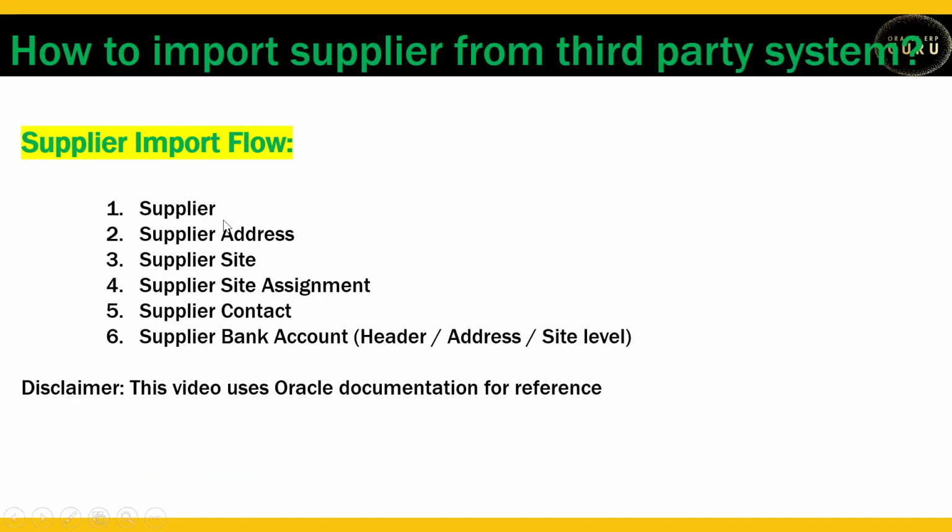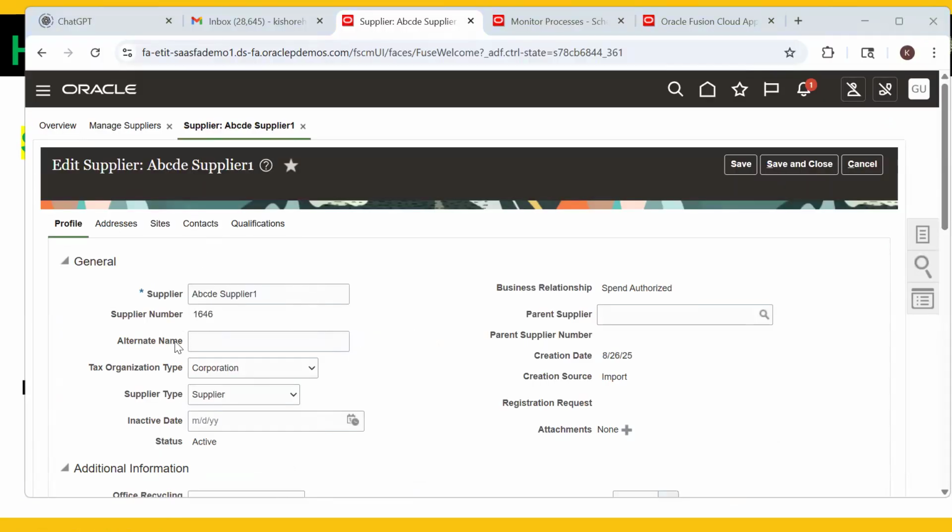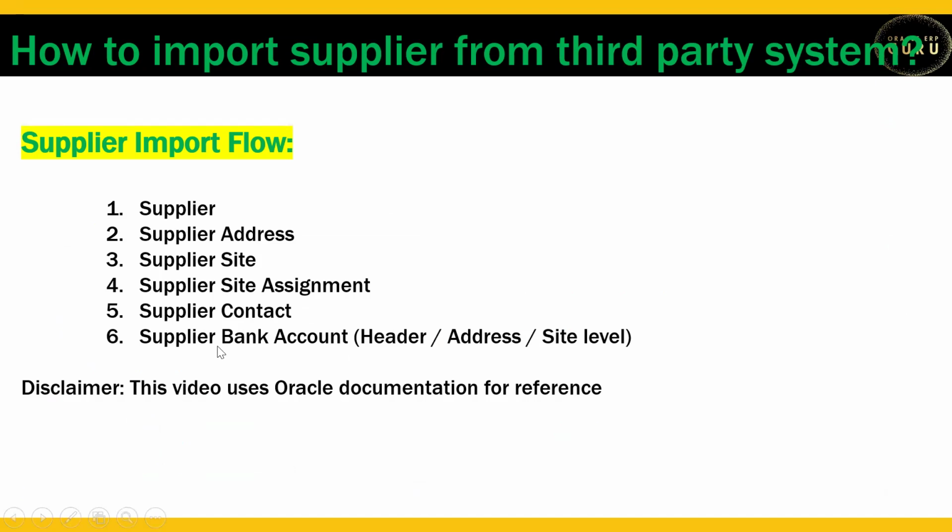I arranged all the supplier import activities in a single order. And bank account, this is the bank account of a supplier. In Oracle ERP, we have three different bank accounts at a high level, I can say.